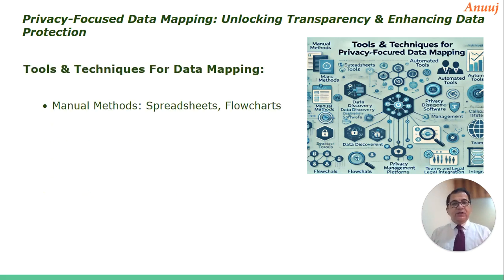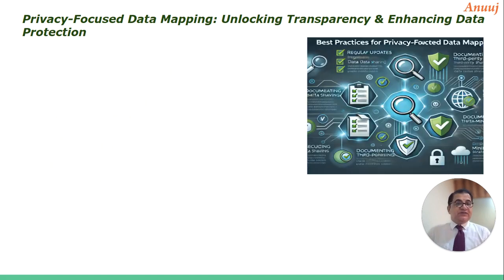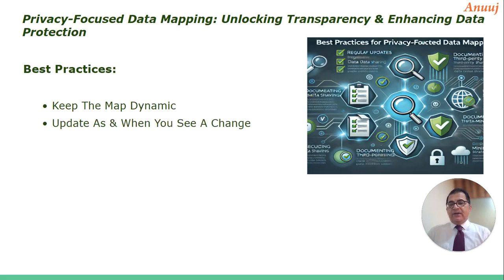You can do this manually through spreadsheets and flowcharts. You can use automated tools. We talked about these in the last 2 videos. You can do internal surveys with the respective process owners, stakeholders, take their interviews, find out what they are doing, how they are doing it. Collaborate with your IT and legal teams to see how they want you to handle the data from the point of view of legal issues, compliance issues, regulatory issues, and also the way IT has provision to store or process that data. As a best practice, keep your map always dynamic.